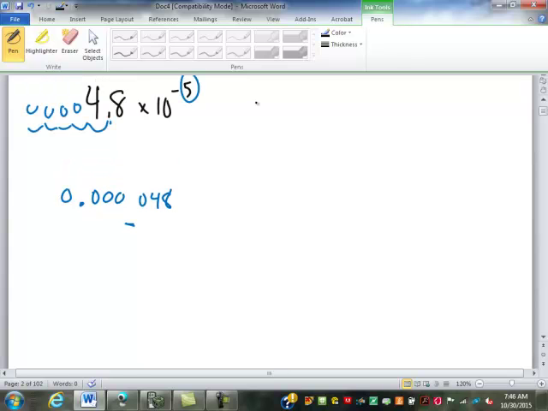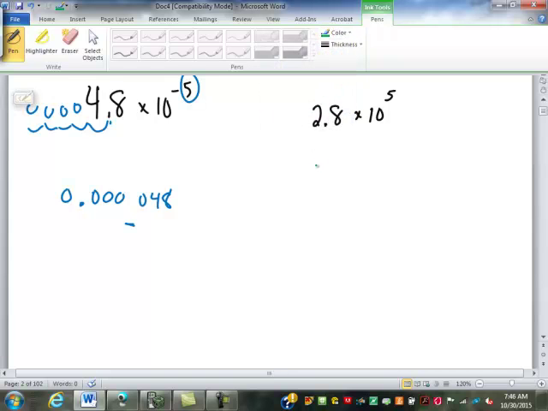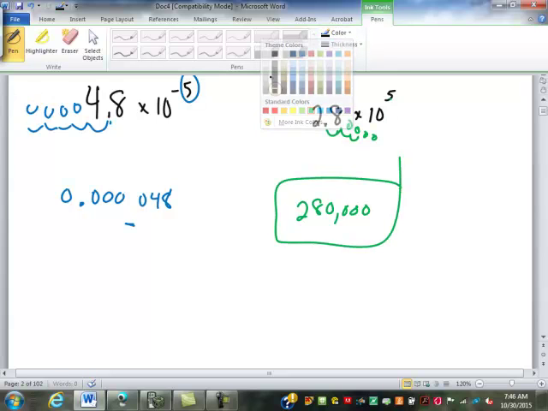Okay. So anyway, how about this one? It's got to move 5 places, and this is a positive, so we're going to make the number bigger. So yeah, we're going to go 1, then 2 and a 0, 3, 4, 5. So 280,000. What do you think? Better than a sharp stick in the eye?